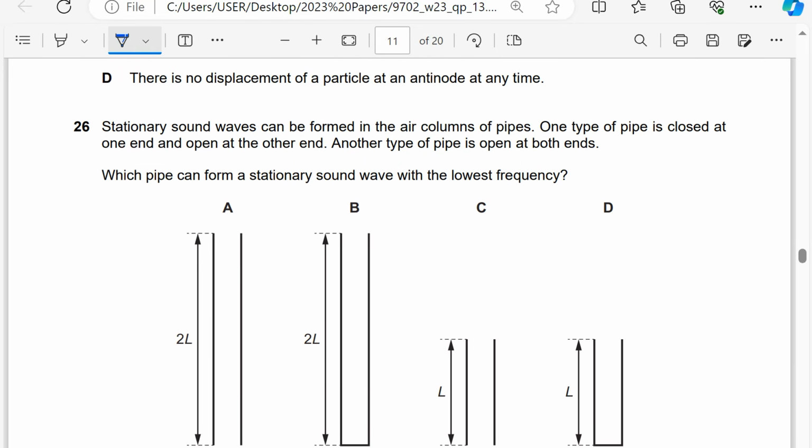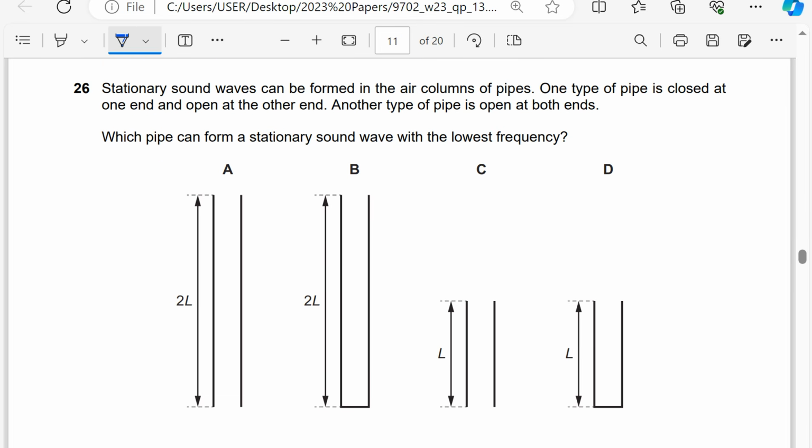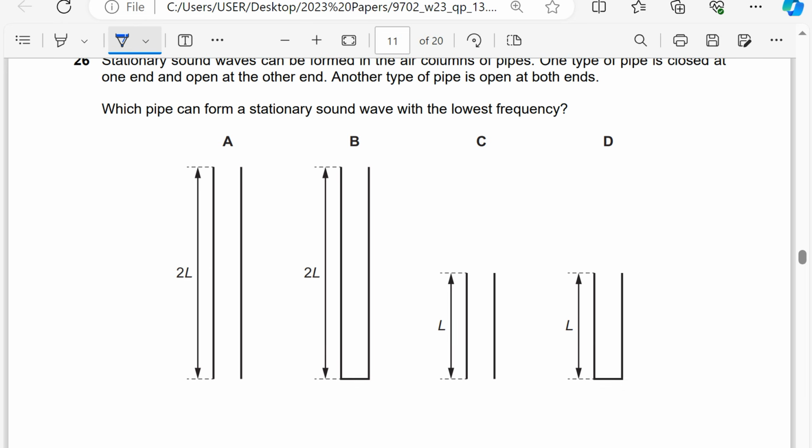Stationary sound waves can be formed in the air columns of pipes. One type of pipe is closed at one end and open at the other end. Another type is open at both ends. Which pipe can form a stationary sound wave with the lowest frequency? Okay, so let's check just the fundamental mode.